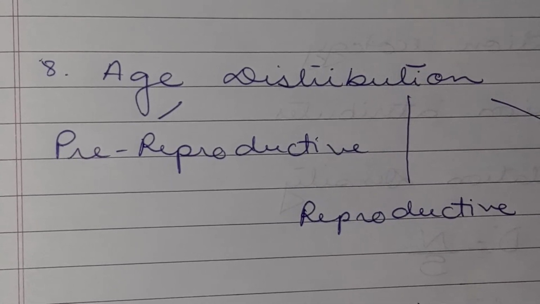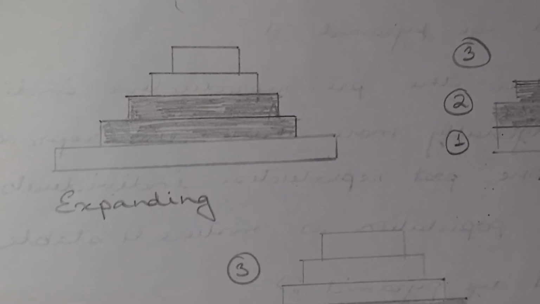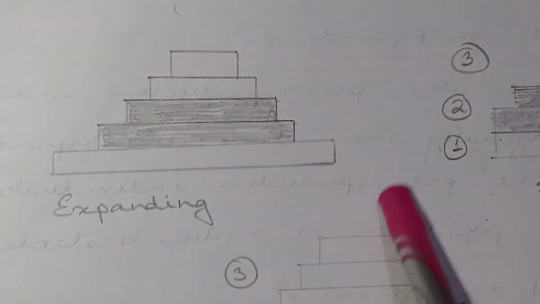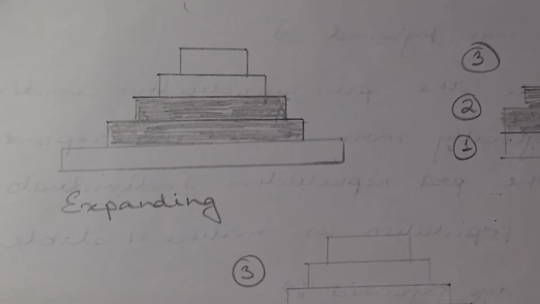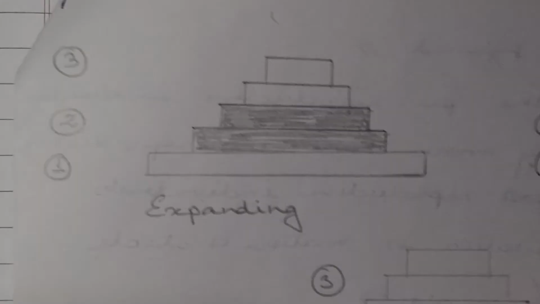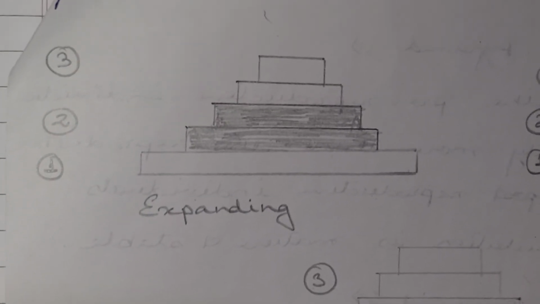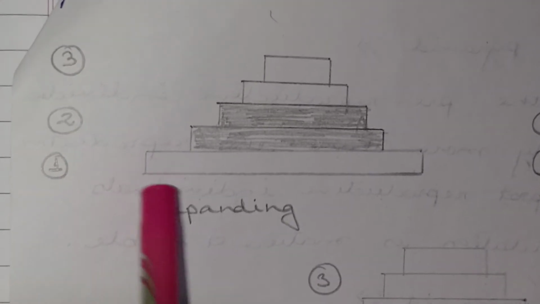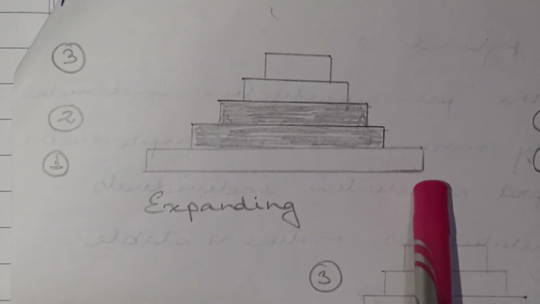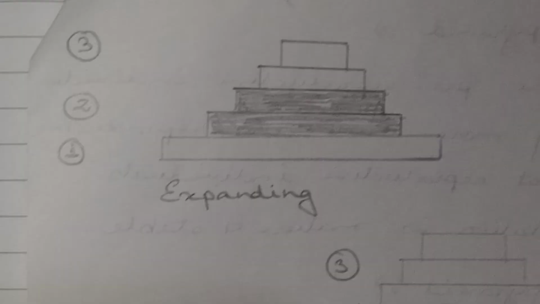Now, based on this we find three types of graphical representations. This is an expanding population. Here 1 indicates pre-reproductive, 2 indicates reproductive, and 3 the post-reproductive individuals. In this diagram you can see that number 1, the pre-reproductive individuals, are much more as compared to the reproductive and post-reproductive. That's why this is an expanding population.